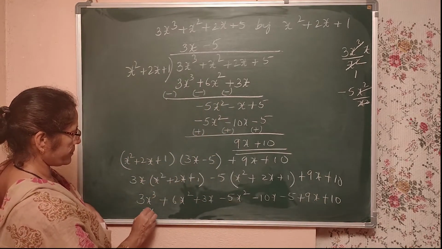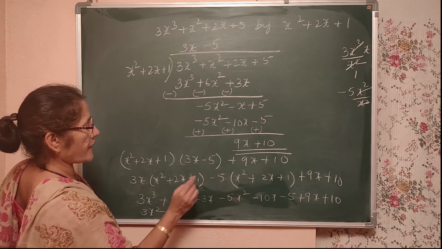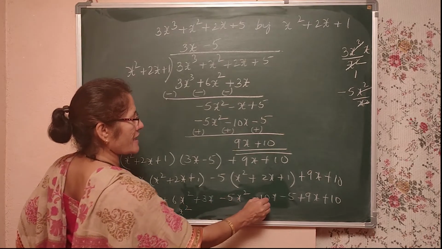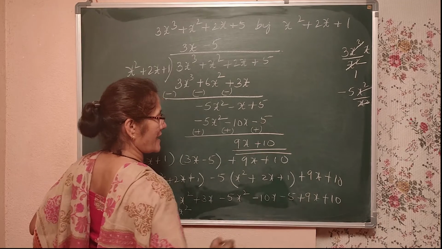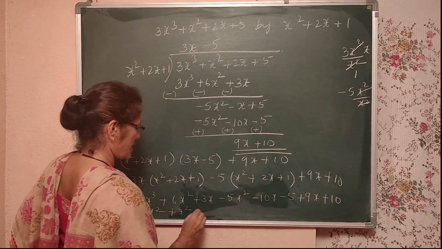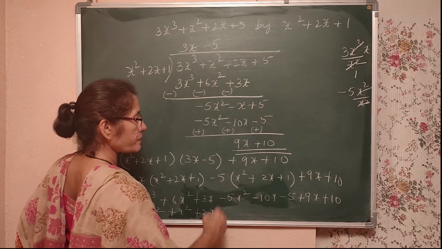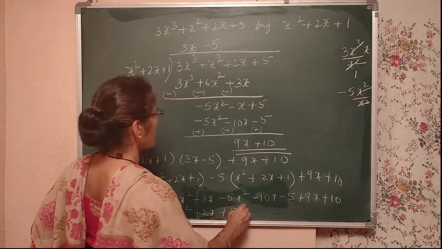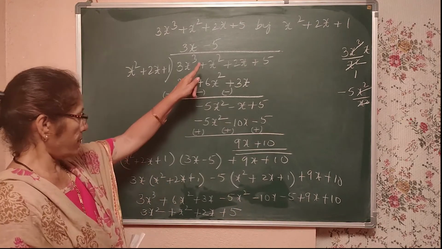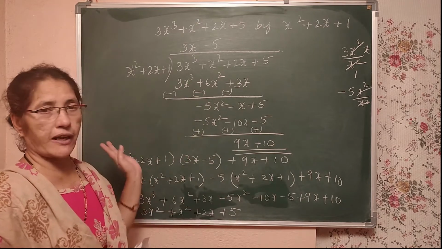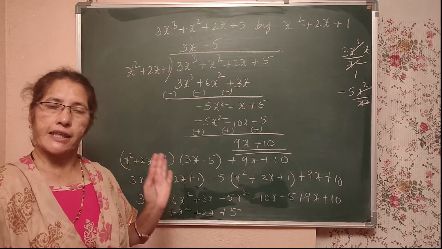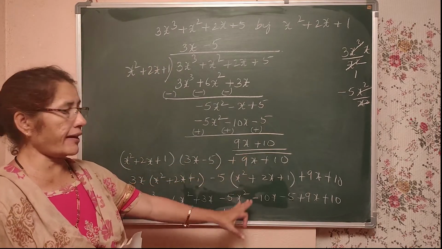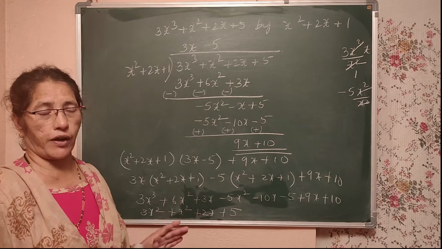Now let us see. 3x cube plus 6x square minus 5x square. How much is it? Plus 1x square. Plus 3x minus 10x plus 9x, that is plus 2x. Minus 5 plus 10, that is plus 5. Is it correct? 3x cube plus x square plus 2x plus 5. So our division is perfect. Did you all understand? So you have to divide like this by long division method, and then if you are asked to verify, you have to verify.